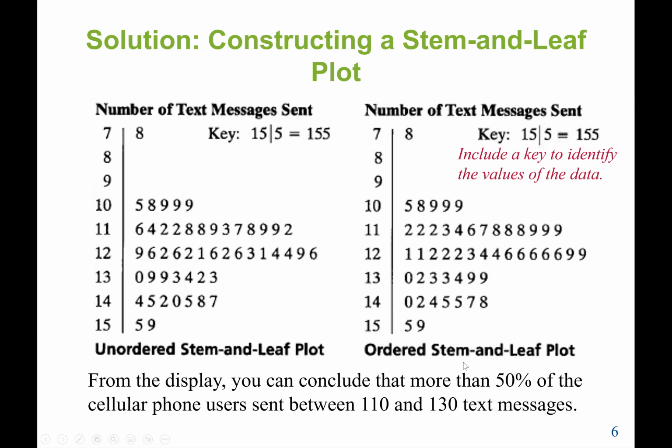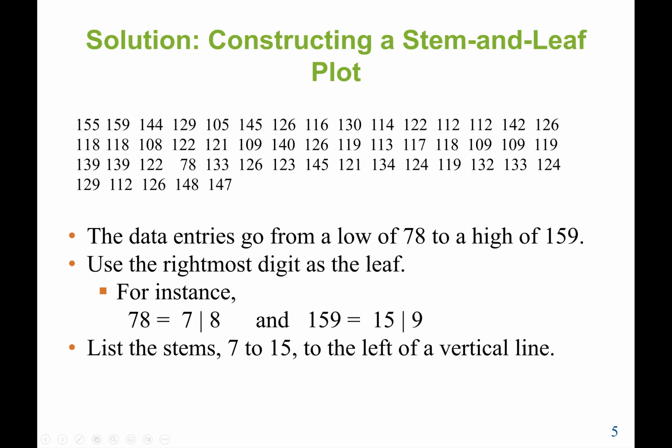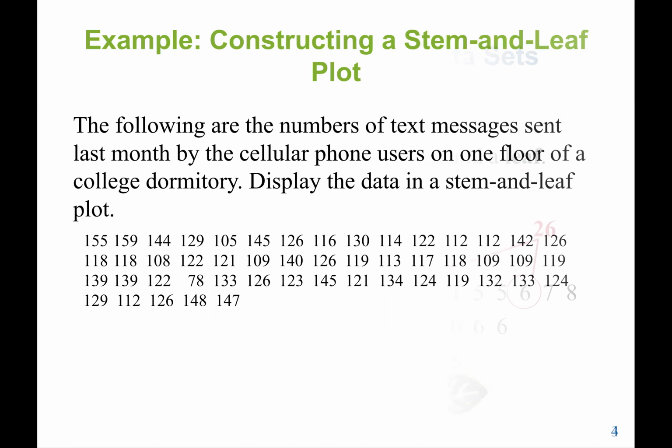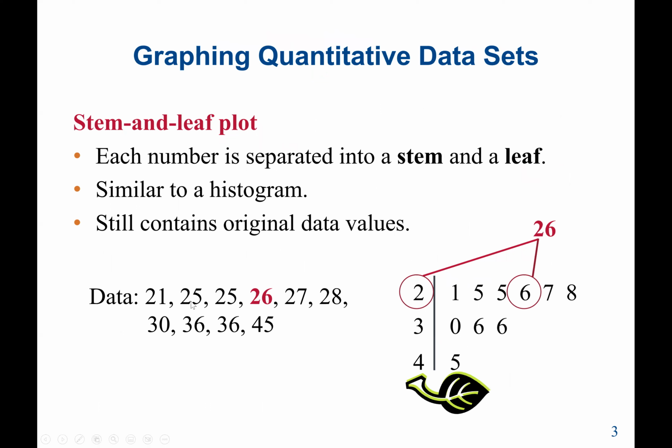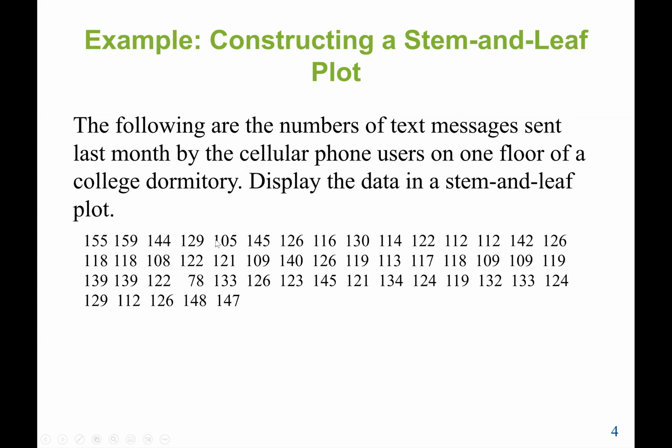So this is called the ordered stem and leaf plot, and this is the unordered stem and leaf plot. Now with the stem and leaf, as we said, the whole concept is that in the first example, all the values are 2 digits, so the first digit is used as a stem and the next digit as a leaf. But in our second example, most of the values are 3 digits, so we use the first 2 digits as a stem and the last digit as a leaf.